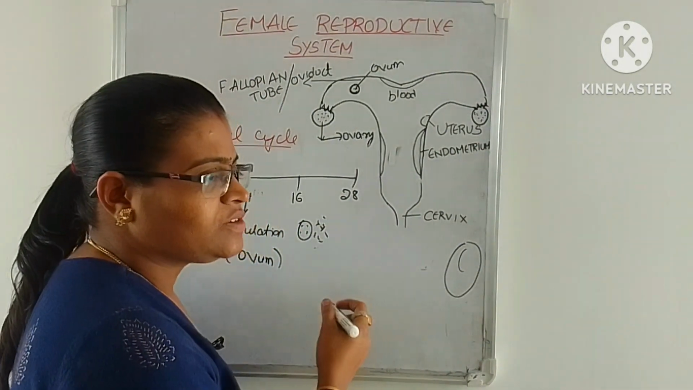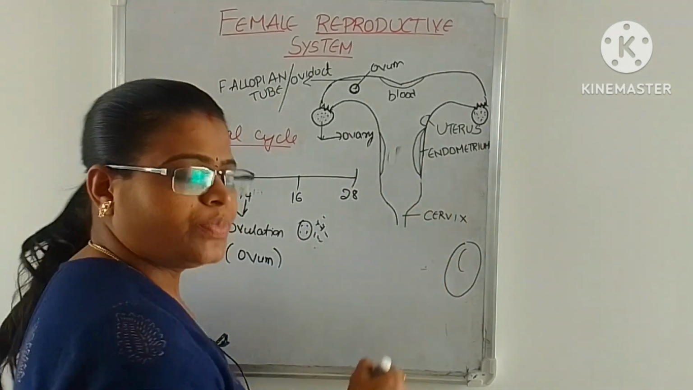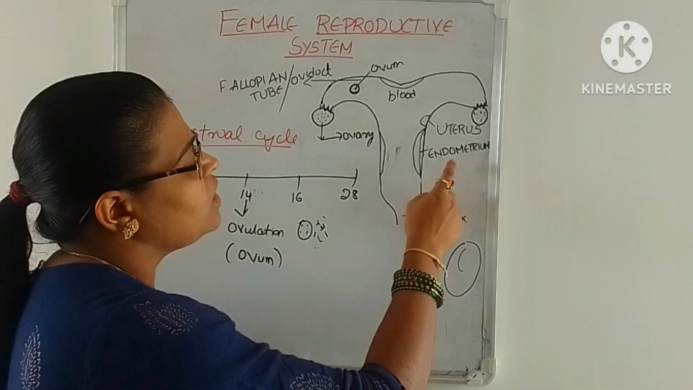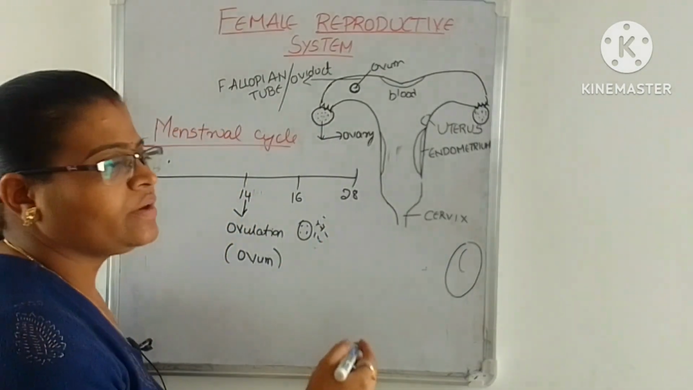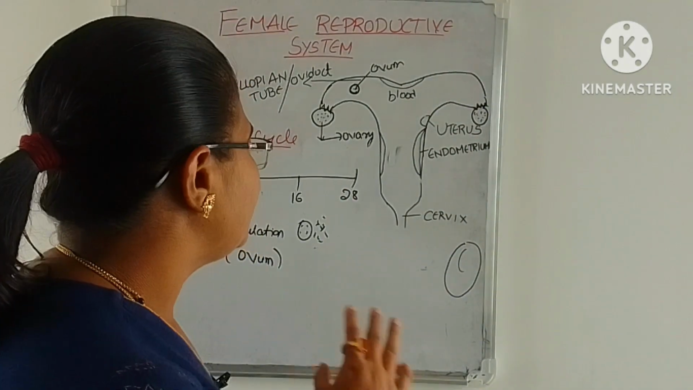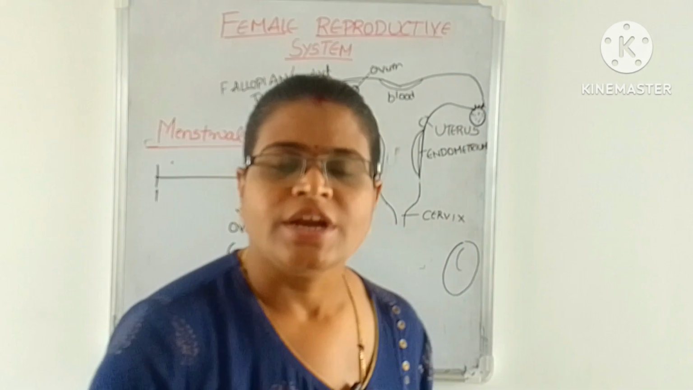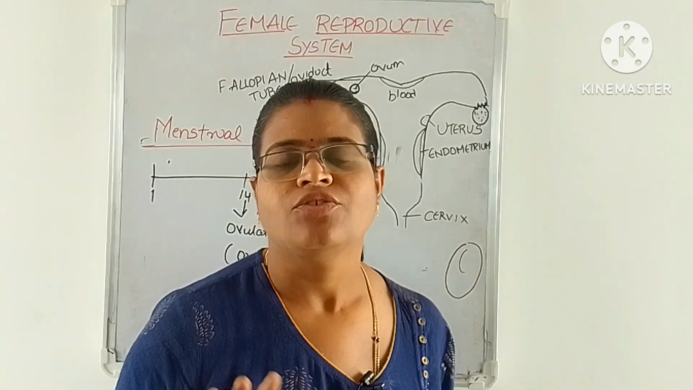So what is meant by the menstrual cycle? This independent ovum, along with the blood which is stored in the endometrium, gets out of the body, which is known as the menstrual cycle, and it will occur for 3 to 4 days. So the menstrual cycle will occur for 3 to 4 days.